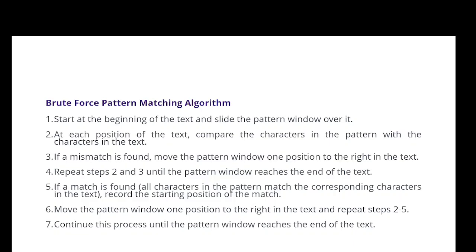So it will keep on checking one element. Let's say if it gets a match in the first pattern's character, then it will check the other characters also. So if a match is found, it will record the starting position of the match, and then it will move the pattern window one position to the right in the text also. It will keep on doing that, and if it gets all the characters matched, then it will print that the pattern is found at that particular position.